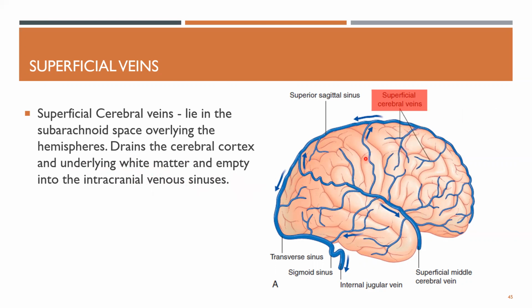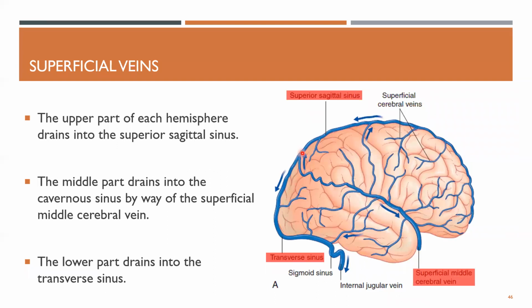Okay, so you have here the superficial cerebral veins, and you have different parts of the superficial veins. The upper part of each hemisphere drains into the superior sagittal sinus. The middle part drains into the cavernous sinus by way of the superficial middle cerebral vein. And the lower part is drained into the transverse sinus.